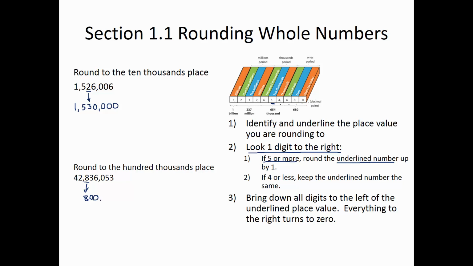So everything after that underlined place value, that 100,000ths place, is going to turn to 0. Everything to the left of it, the 42 million, is going to stay the same. And I'm going to remember to bring my commas down as well.